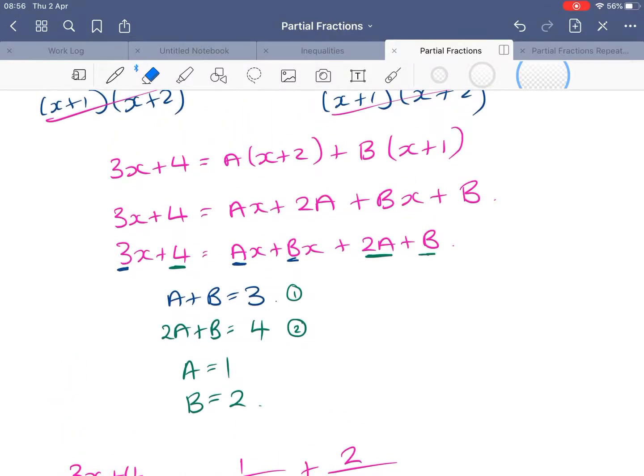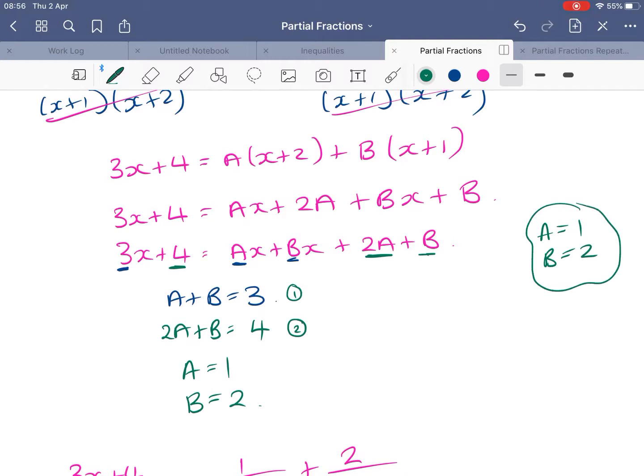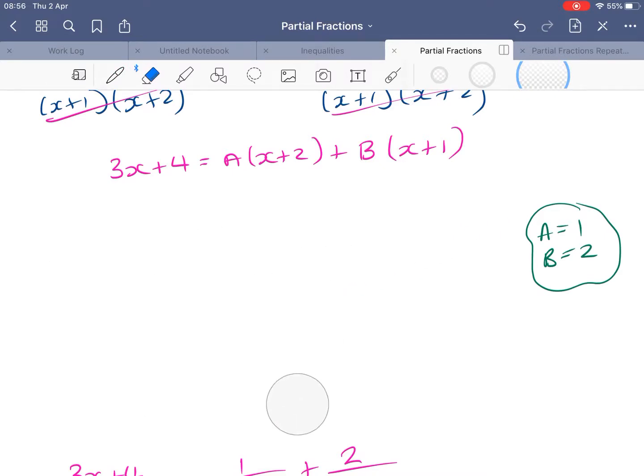I'm going to go all the way back. So actually on the side, I'm going to write what my answer was. So I had a was equal to 1 and b was equal to 2. And I'm just going to leave it over there because hopefully this second method should give us the same answer. Okay, and it's basically an easier method.